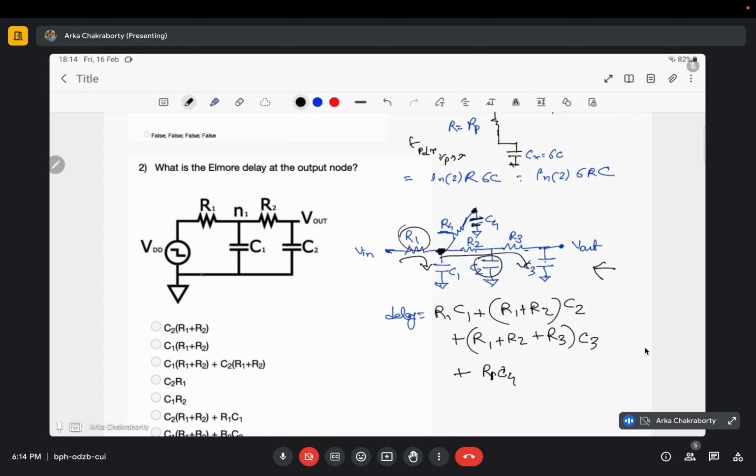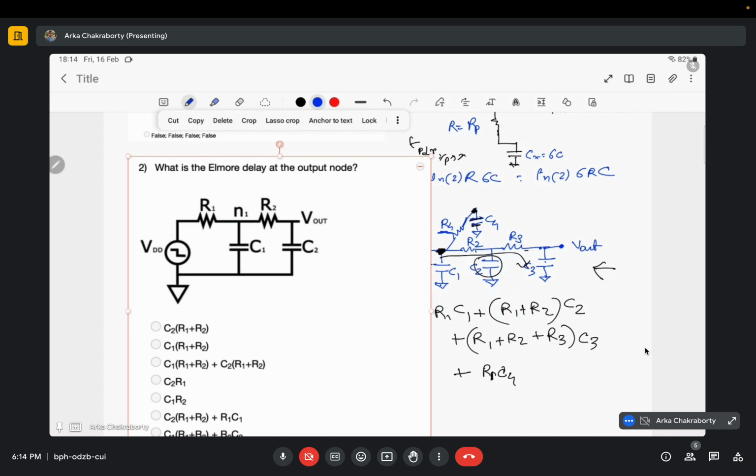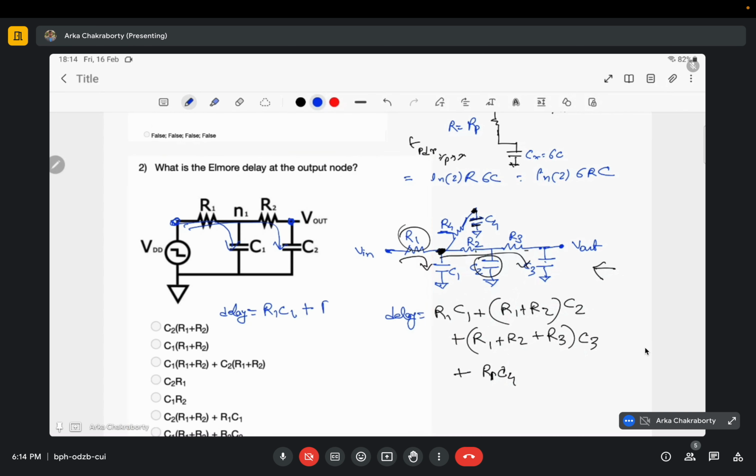And this circuit is very simple. So what will be the net delay here? You can see this is your input node, this is your target node, V input and V out. So here the delay would simply be R1 C1, because you have to charge this C1 through R1, and you have to charge this C2 through R1 and R2, right? So R1 C1 plus (R1 plus R2) into C2.